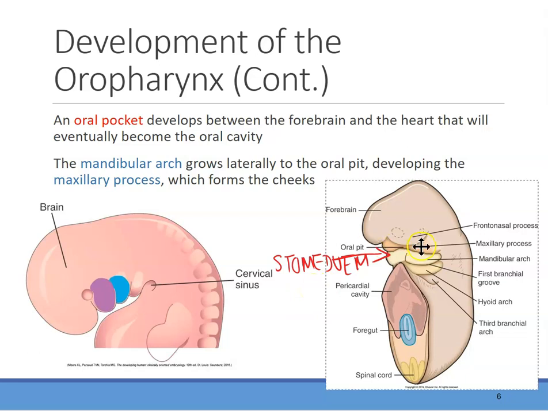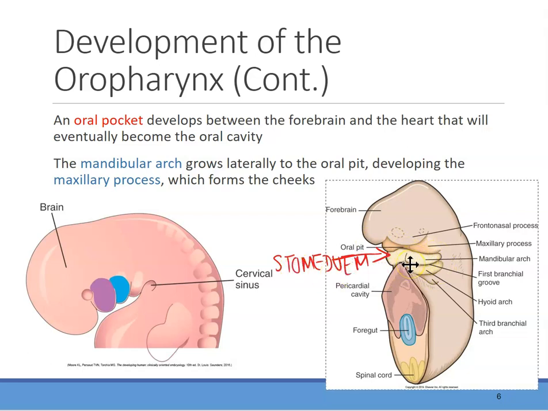We should know that the oral pit is where the mouth is, and then this oral pit kind of develops into the maxillary process, where maxillary stands for the upper jaw, and the mandibular arch, which stands for the lower jaw. So the upper jaw and the lower jaw all come from, or stem from, this oral pit, from the stomatum.